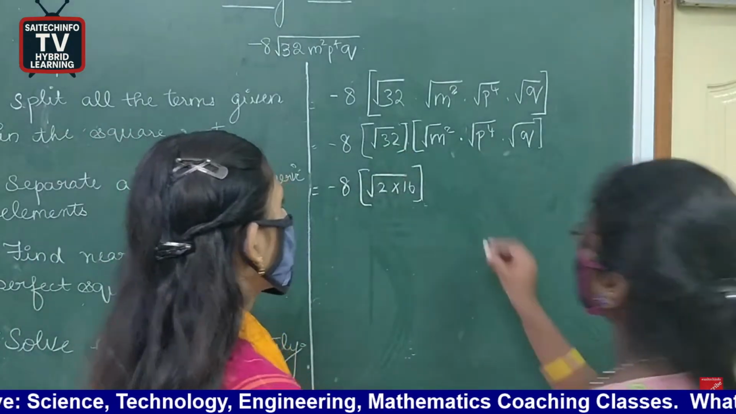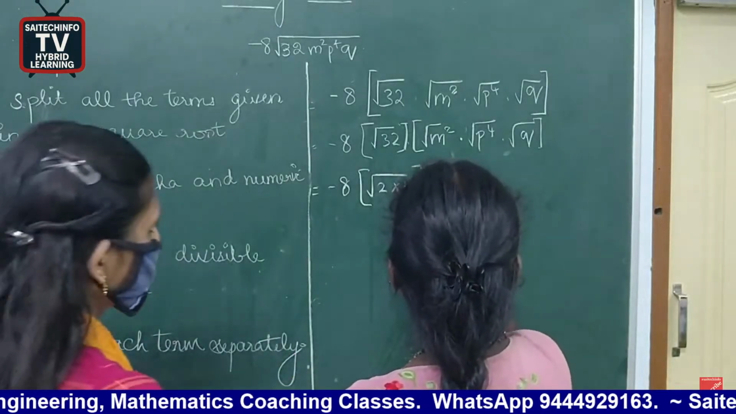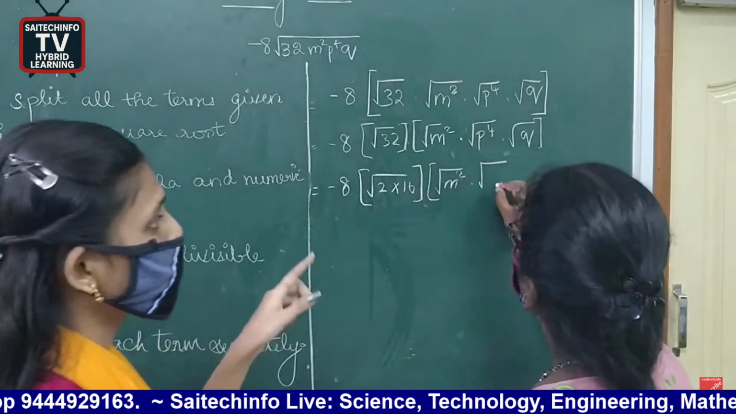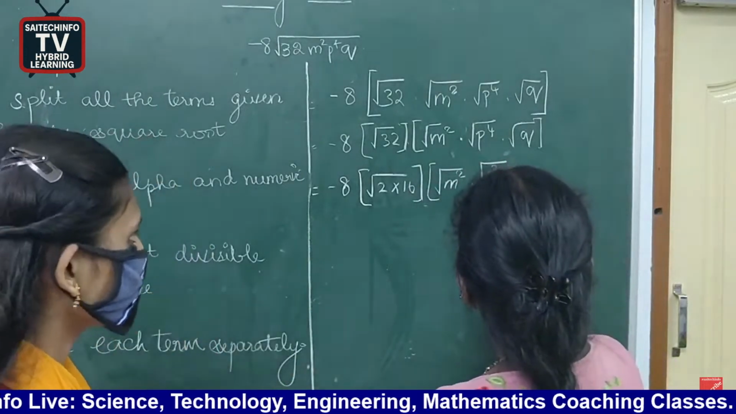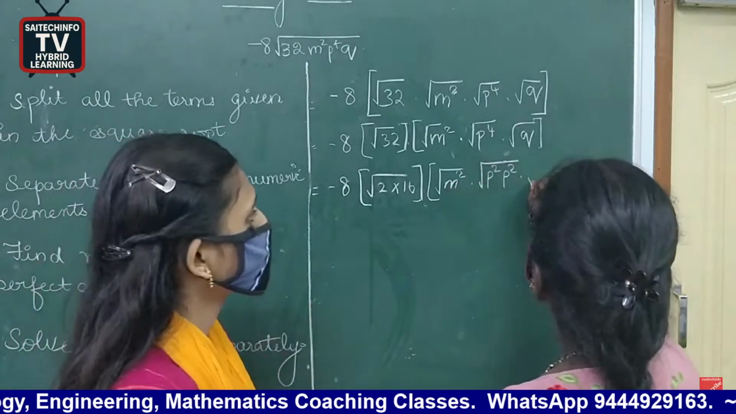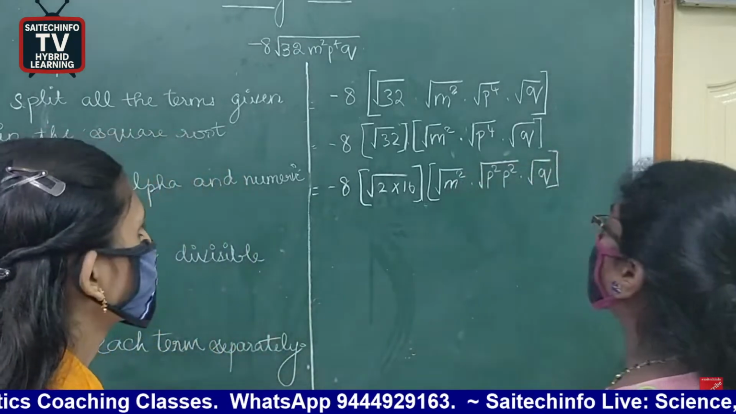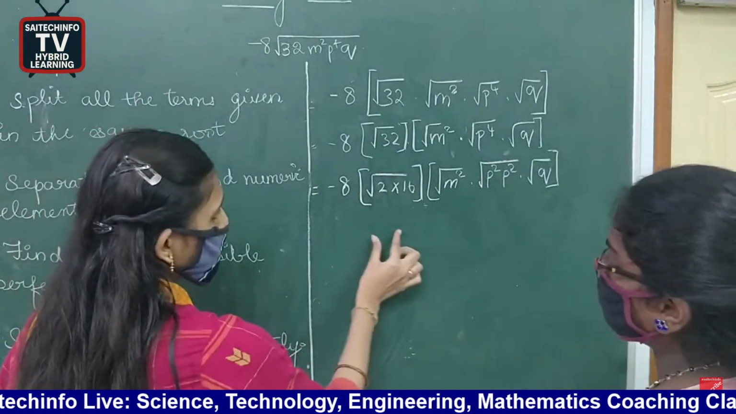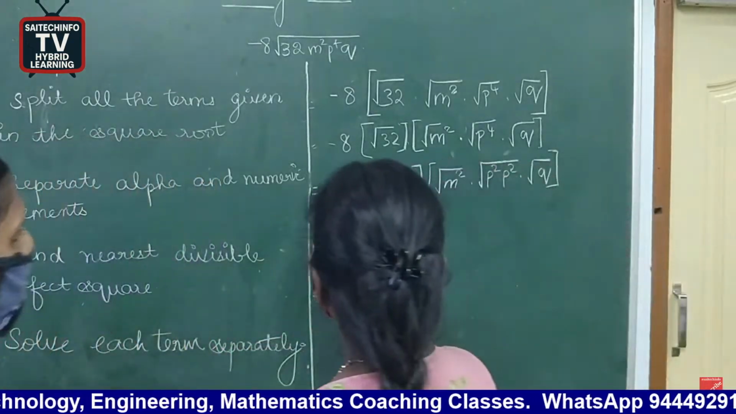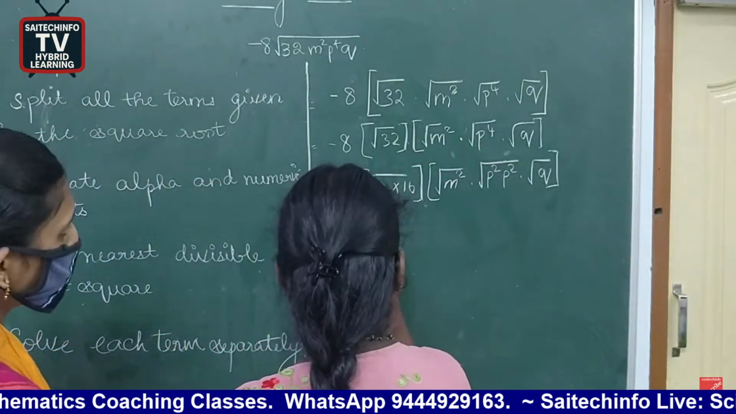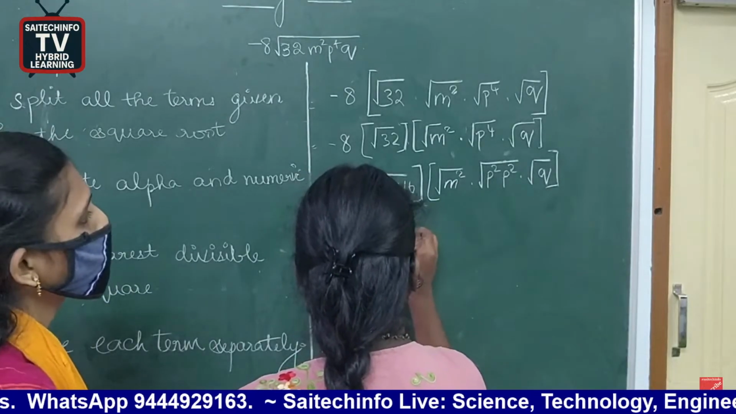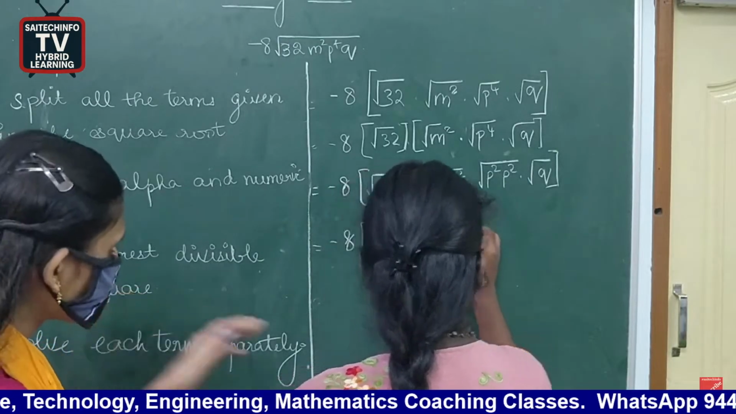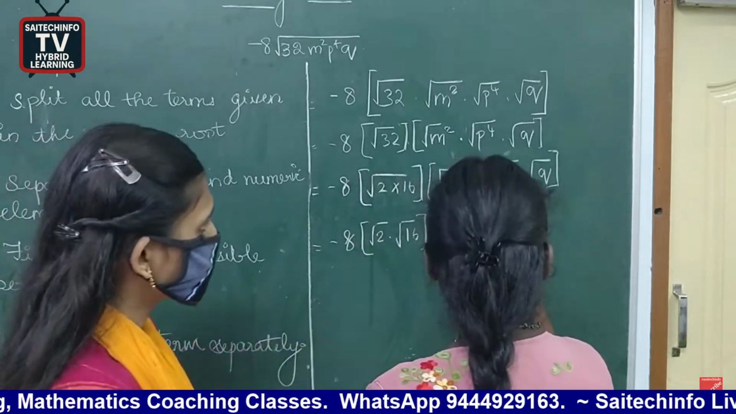The same way for m square: root m square. P power 4 can be written as whole root of p square into p square. And root q. Now we are going to solve each term separately. We write each in its own square root: minus 8 into root 2 into root 16 into root m square into root p square into root p square.